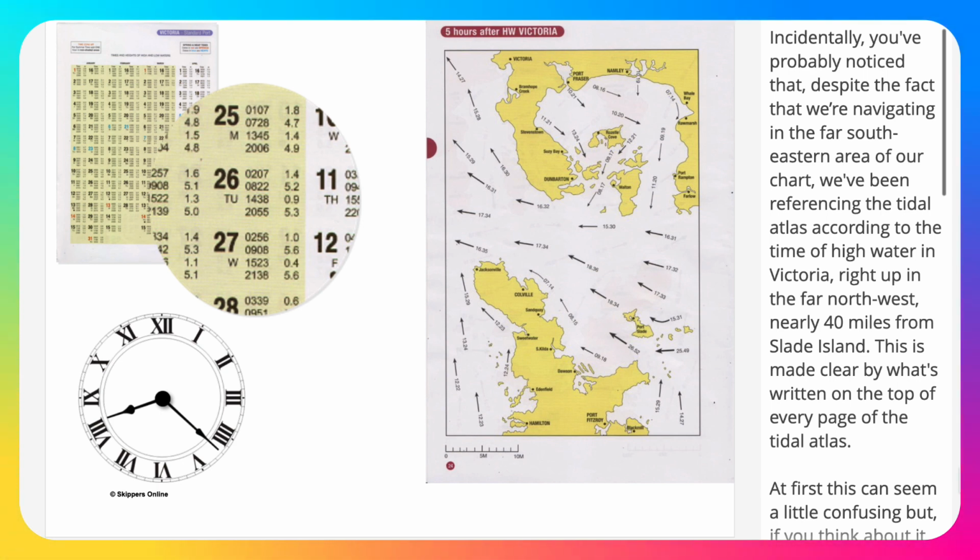So going back to our passage, let's imagine that it's Tuesday the 26th of March. We refer to the tide tables for Victoria on page 33 and see that there's a high water at 0822 UT. But hang on a minute, we're in the southern peninsula. So, assuming we've set our watch to the town hall clock in Port Slade, that's 0922 local time.